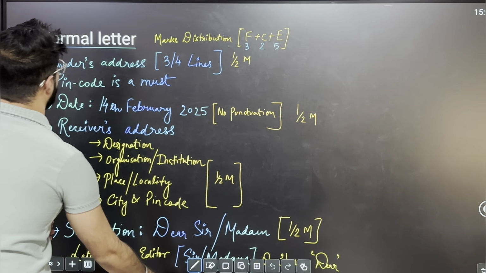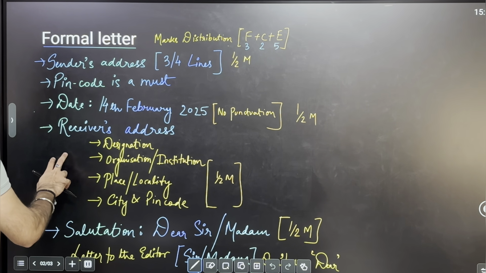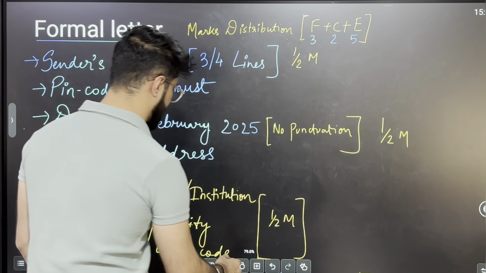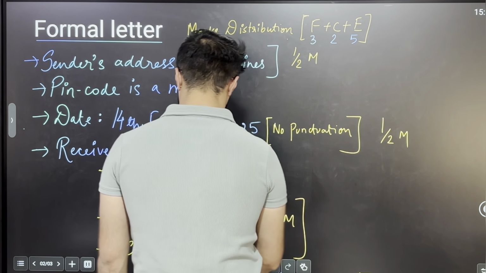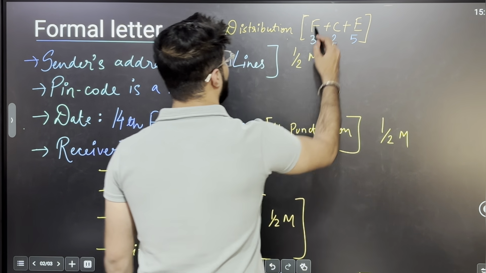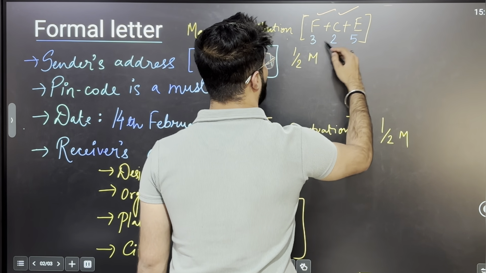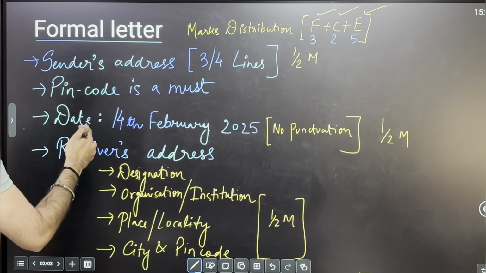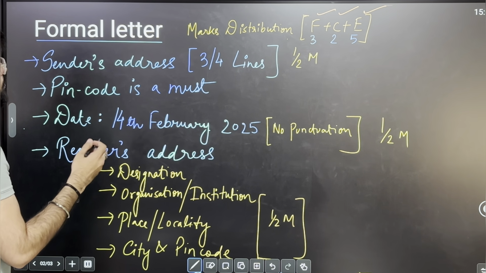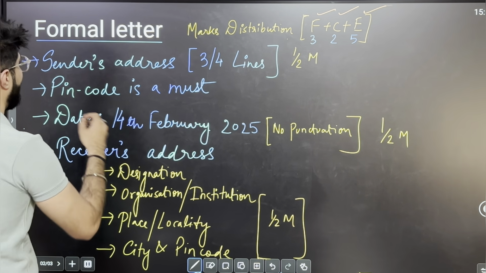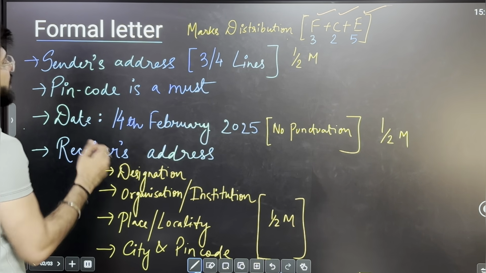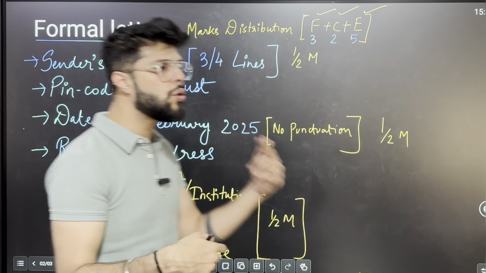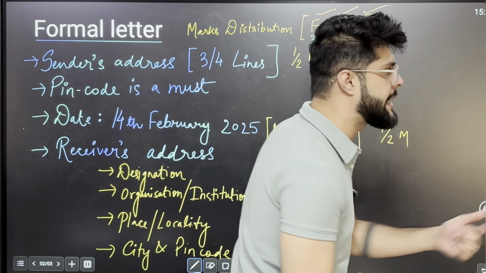First of all, starting with the formal letter's format, the marks distribution, I would like to tell you, it is, as you can see on the screen, 3 marks for format, 2 marks for content, and 5 marks for expression. And what are the things which you need to incorporate and keep in mind while writing your formal letter? First of all, you have to start with your own address, that is the sender's address, to whosoever the sender is addressing this letter.